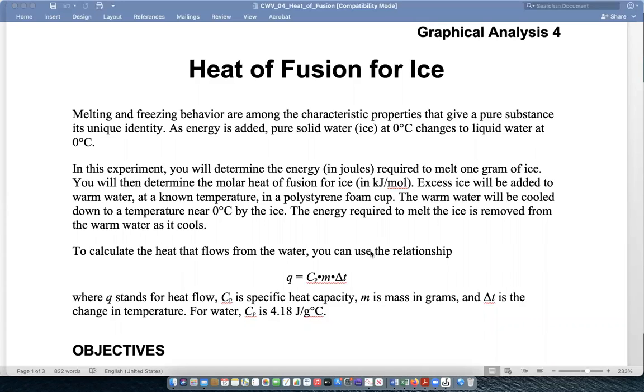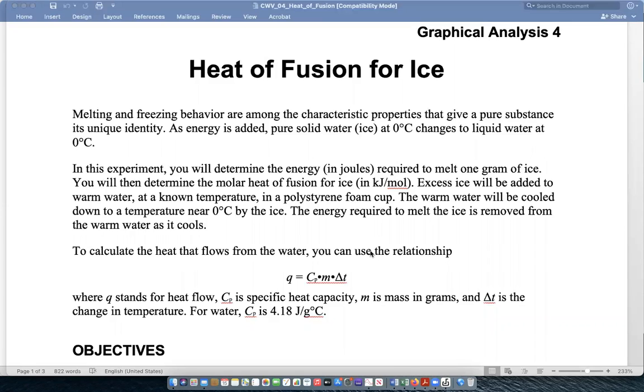The calculation that you're going to be using is based on the equation shown on your screen, where Q is the heat flow or heat energy that's going to be lost by the water but gained by the ice. The amount of energy for water is based on its specific heat capacity, which is the capital C sub P as a symbol. And this requires the amount of energy for a gram of water to change by 1 degree Celsius, which is equivalent to 4.18 joules.